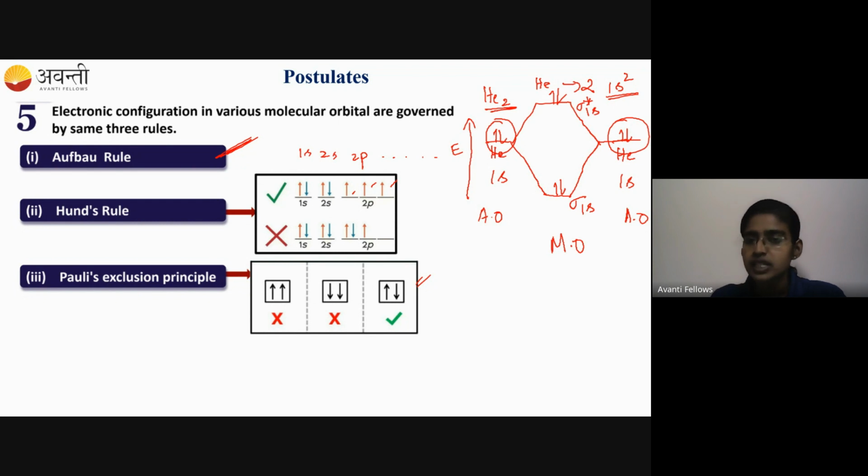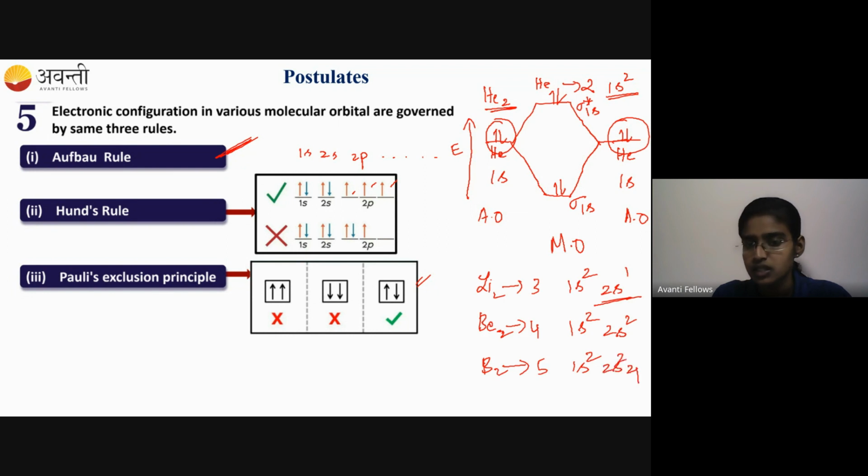Then if you go for lithium, what is the atomic number for lithium? 3. So the configuration is 1s2, 2s1. So you can draw for 2s alone, or you can draw for both 1s and 2s also. So first go for 1s, then start with 2s. Then if you are going for beryllium, atomic number is 4, 1s2, 2s2. Then comes boron. So if I want to go for molecules, B2. Atomic number for boron is 5. So for boron, I will have 1s2, 2s2 and 2p1. So 2s2 and 2p1 are the valence orbitals. Got it?